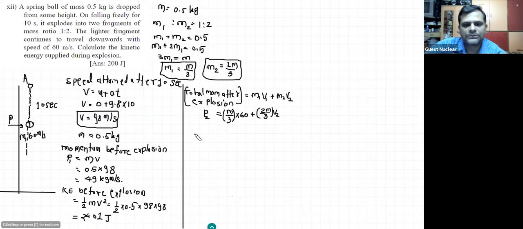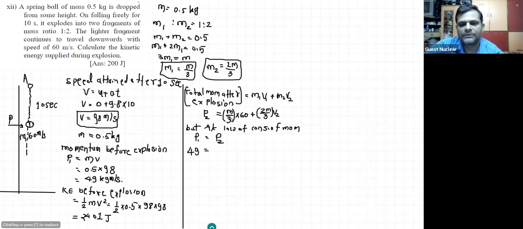Okay, but according to the law of conservation of momentum, this p1 must be equal to p2, where p1 is the momentum before the collision, the explosion. So what is p1 here? It is this 49 kilogram meter per second. So here we can replace this 49 as a single value in the LHS, which should be equal to p2.